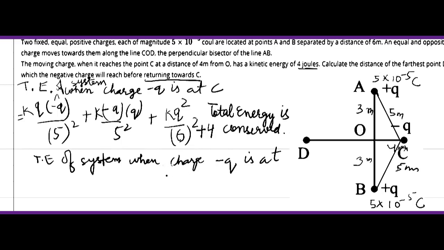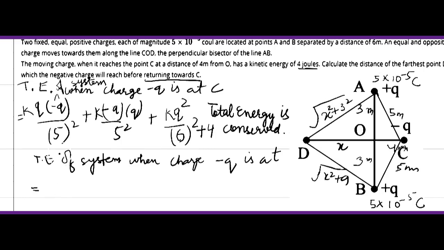Now come to point D. At point D the distance would be how much? We'll assume this as x. So this distance would be the square root of x square plus 3 square. This will also be like this. So x square plus 3 square means x square plus 9. So this will be your distance. So just simply write the equations of total energy here.